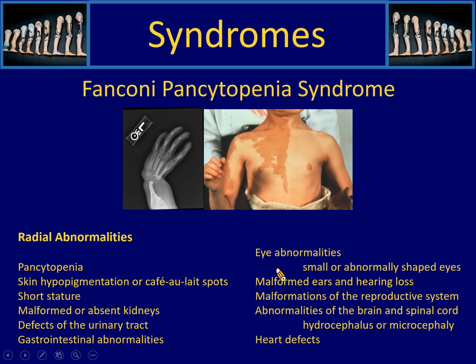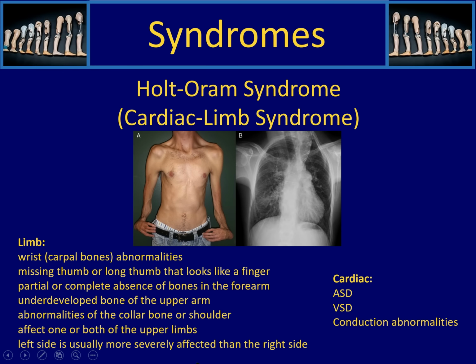There are some eye abnormalities like malformed eyes, ears or hearing loss, or malformations of the reproductive system, including kidney or absent kidney. There may be brain or spinal cord problems like hydrocephalus or microcephaly, or heart defects. And another one is Holt-Oram syndrome. We call it the cardiac limb syndrome. Holt-Oram syndrome includes limb deficiency as well as heart problems.